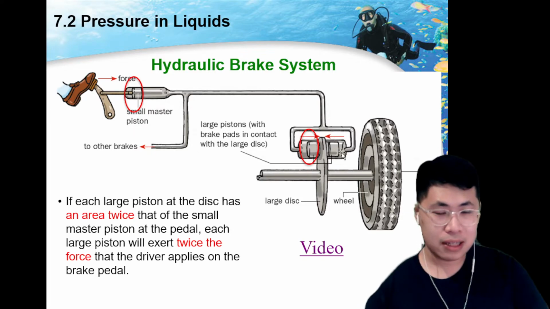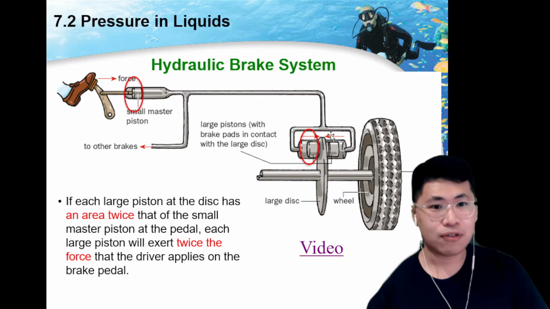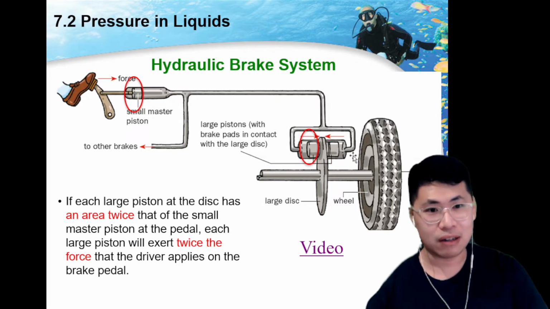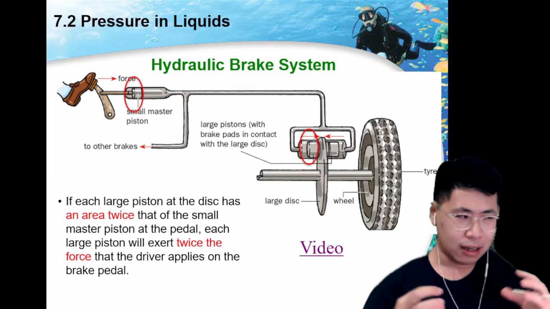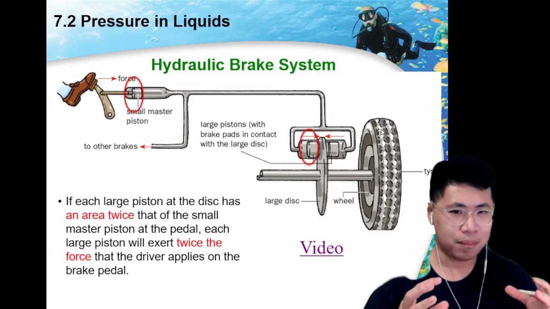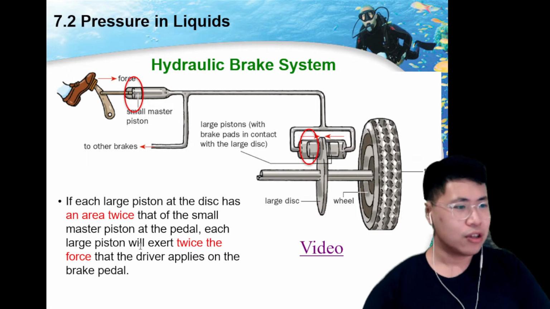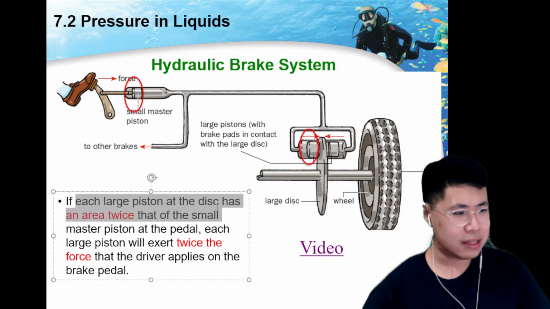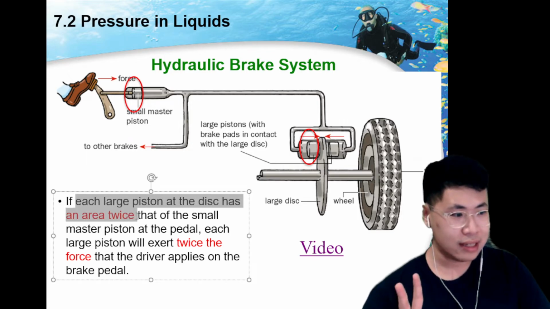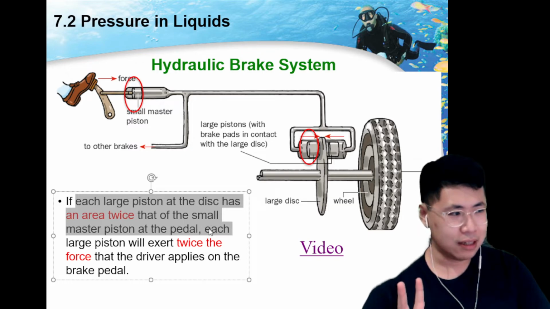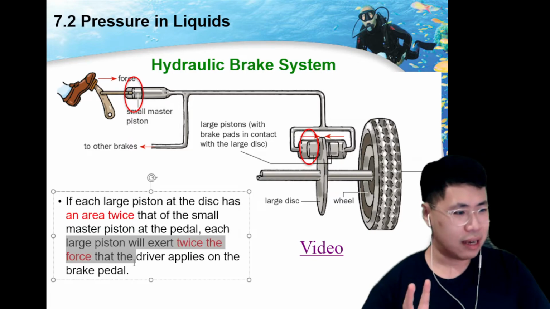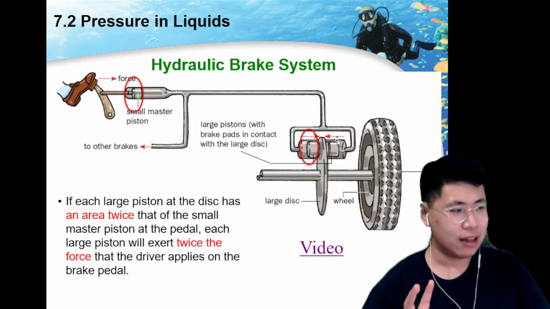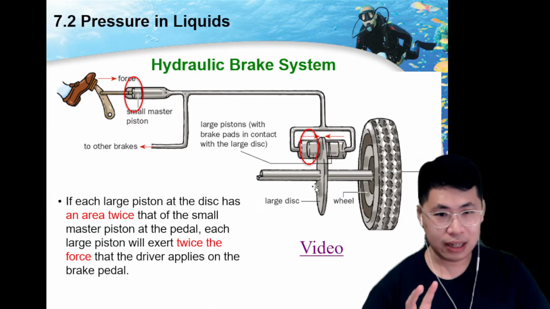And because the piston is larger, you get a bigger force by Pascal's principle. You get a bigger force over here. So because of the bigger force, you can stop the tire more effectively. Alright, so if each large piston at the disc has an area twice of that as the small master piston, so if this one is 2 times the area, the large piston will exert twice the force, right? So 2 times the force over here as well.